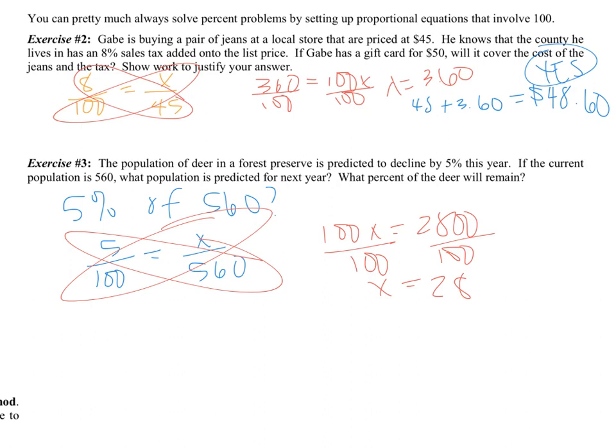So what population is predicted for next year? Well, decline means we will subtract. So for next year, we take 28 from 560, and we get 532. What percent will remain? Well, if we take 5% away, 95% remain.